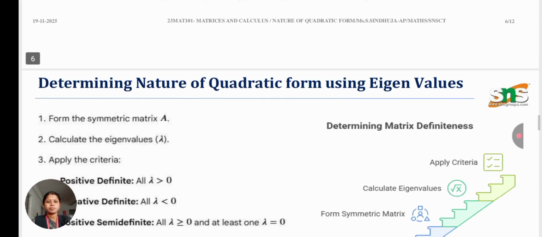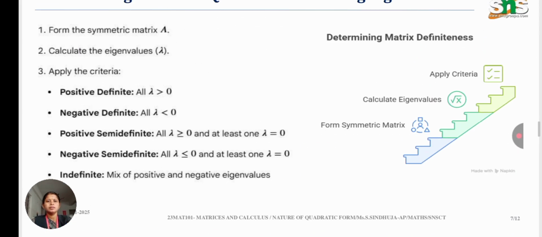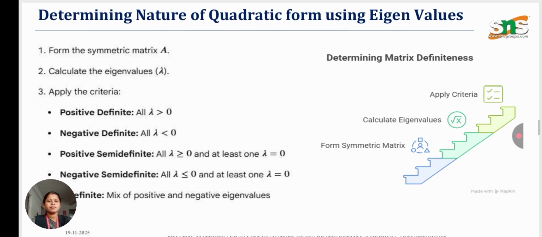Since all the values d1, d2 and d3 are greater than 0, we get positive definite in its nature. When one of the values is 0 and the other two are positive, then it comes under positive semi-definite. Likewise, we can find the other natures based on d1, d2, d3.